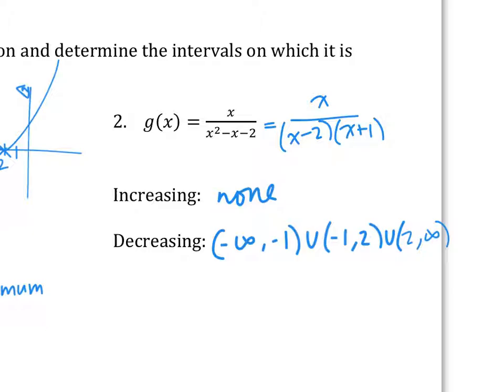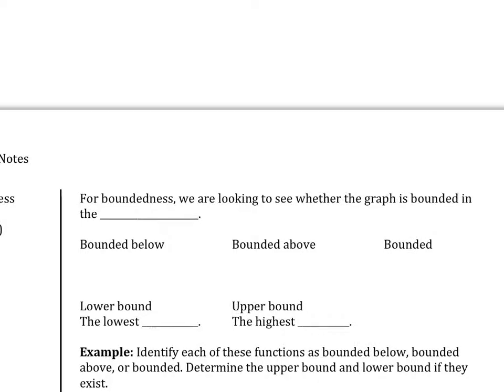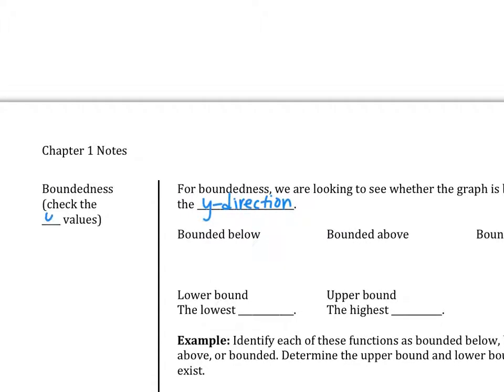Okay, next. Boundedness. Okay, boundedness means can it go up? Can it go down? So we're checking the y directions. So we're seeing whether the graph is bounded in the y direction. So we're checking y values this time. So I've kind of put that note on the side to remind you, are you looking at the x direction? Are you looking at the y direction? Because there's a lot of things going on.